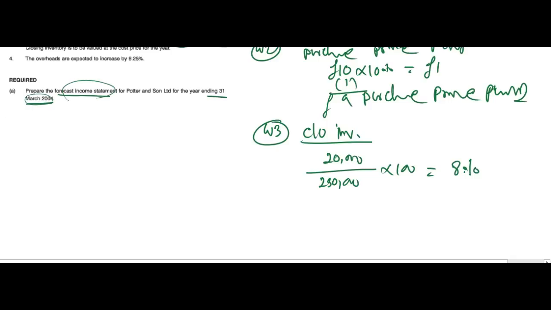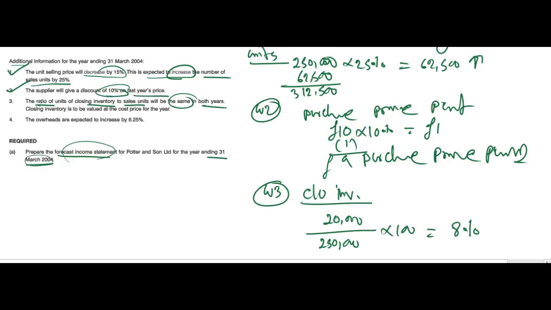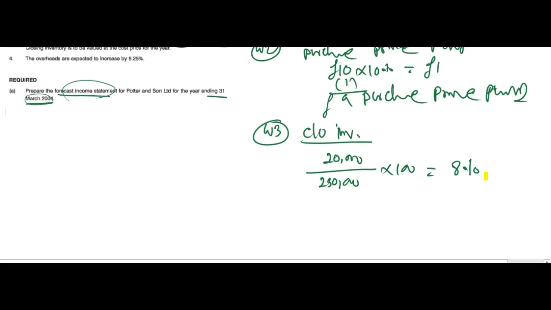This is going to be the closing inventory of your what? Sales. Look at this, read it again. The ratio of units of closing inventory to sales will be the same in both years. So what is your sales? Your sales figure is 312,500. Of that you have to do 8%. Let's work it out.